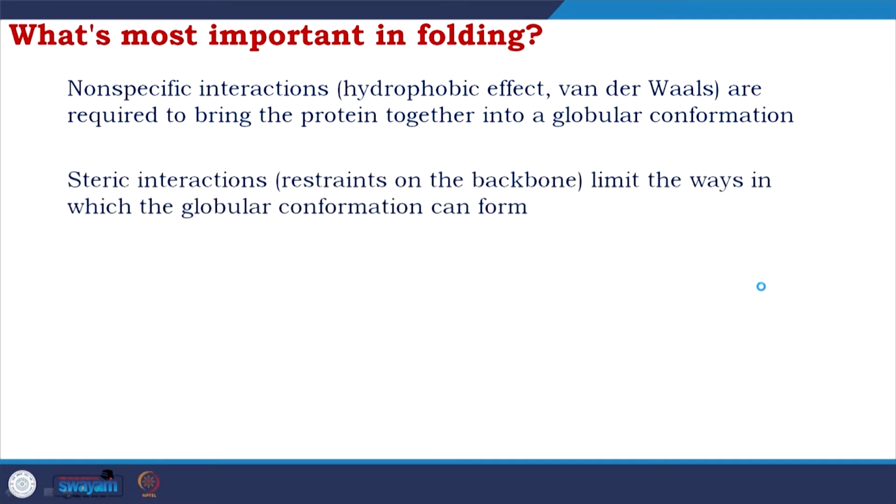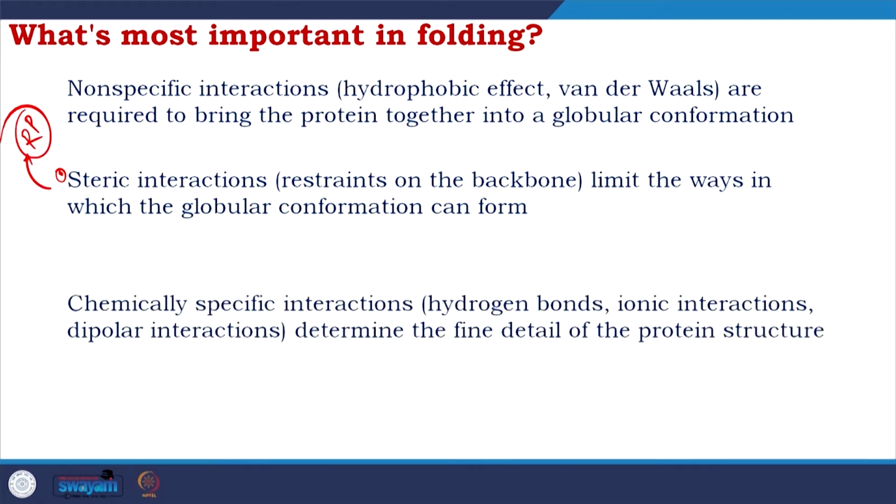Steric interactions, restraint on the backbone, limit the ways in which the globular conformation can form, and if you remember, this is where we are getting our Ramachandran plot. Chemically specific interactions, hydrogen bonds, ionic interactions, salt bridges, dipolar interactions determine the fine detail of the protein structure.